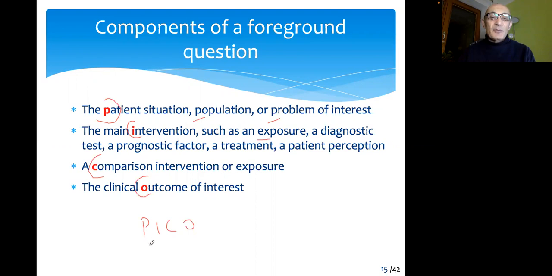Therefore, sometimes you may hear that it is called PECO instead of PICO, depending on whether you have an intervention or exposure. But it doesn't matter. So I or E, it is one group of people. And then you need another group to compare, of course, another intervention or another exposure to compare. And finally, the most important actually is the outcome of interest.